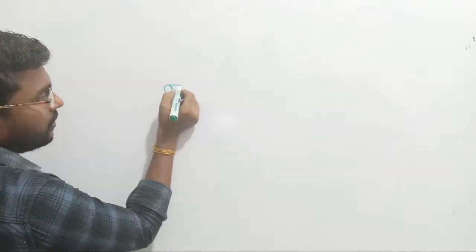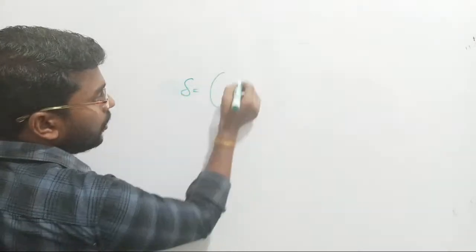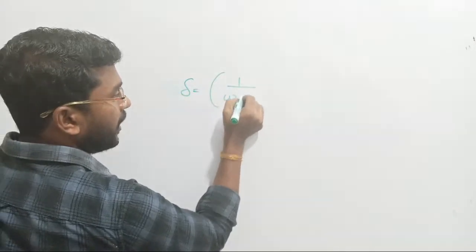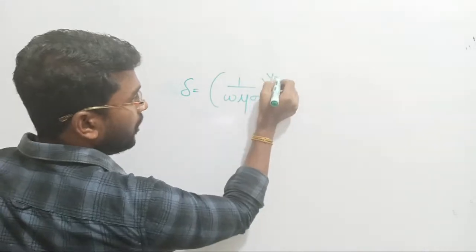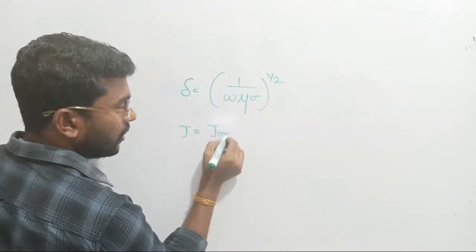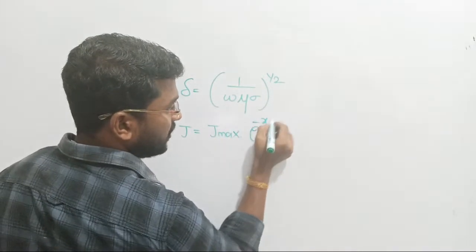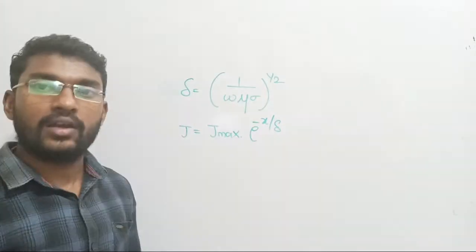Now I am just asking you one question: can you observe the same thing in case of DC material? So let me write the formula for your understanding. Skin depth is 1 upon the square root of omega, relative permeability, conductivity. And one more formula: current density J is equal to J max into e power minus x by del. That is the formula to obtain the value of skin depth.